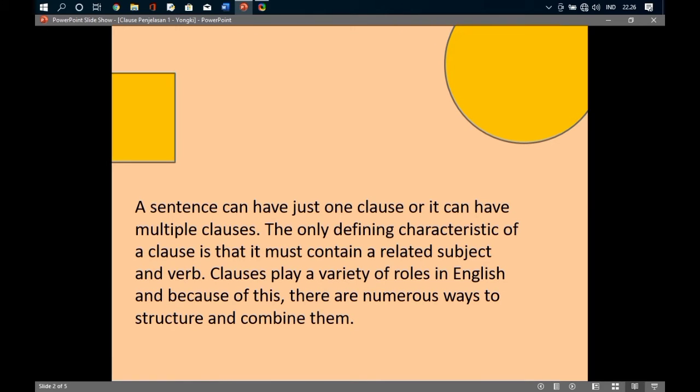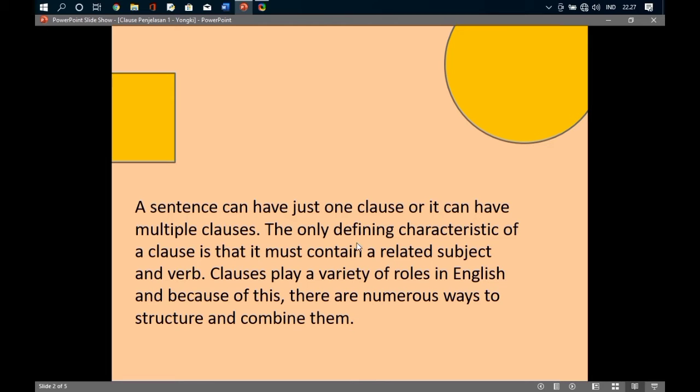So next, any sentence can have just one clause or it can have multiple clauses. If a sentence has just one clause, it is called a simple sentence. If the sentence has multiple clauses, two or more, it is called a compound or complex sentence. Or it could be a combination of compound and complex, which is called a compound-complex sentence.